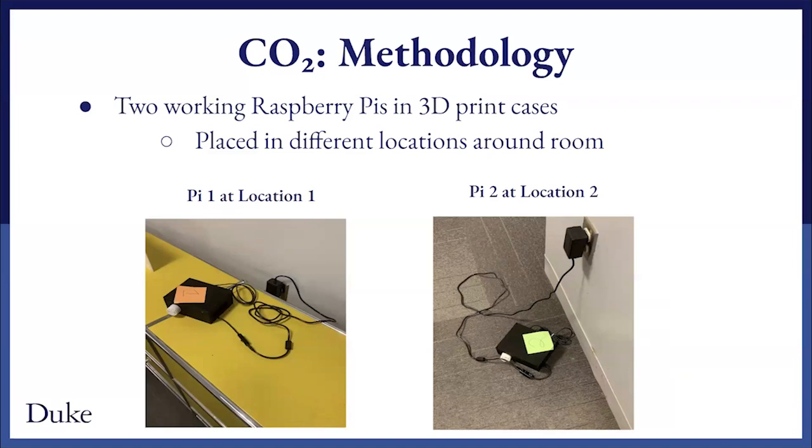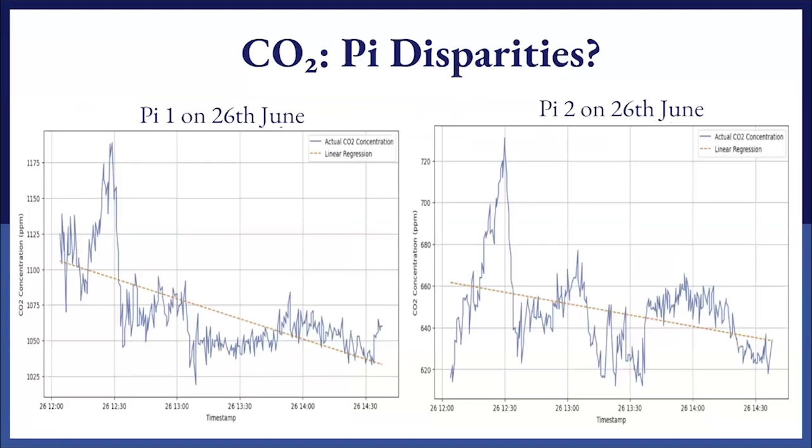Thank you, Desmond. Our methodology mainly uses two working Raspberry Pis. Both of them are placed in the same room. We are placing them in different locations to test whether the CO2 and air are well mixed. And the results show readings from both Pis on the same day in the same room.